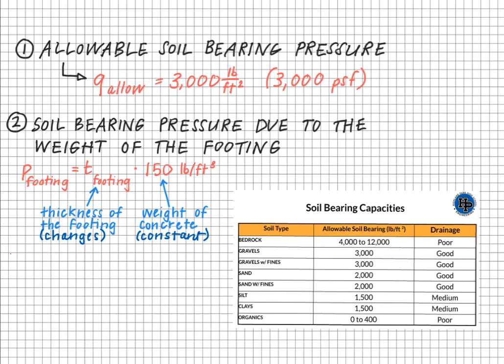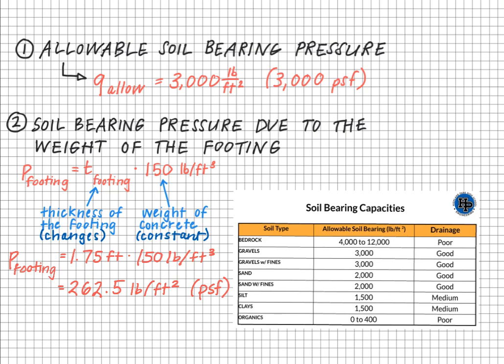To put this all together, to calculate my P footing, I'm going to multiply the thickness of my footing, which is 1 foot 9 inches, and we're going to convert that to decimal feet, so 1.75 feet, multiplied by 150 pounds per cubic foot to get 262.5 pounds per square foot, or PSF.